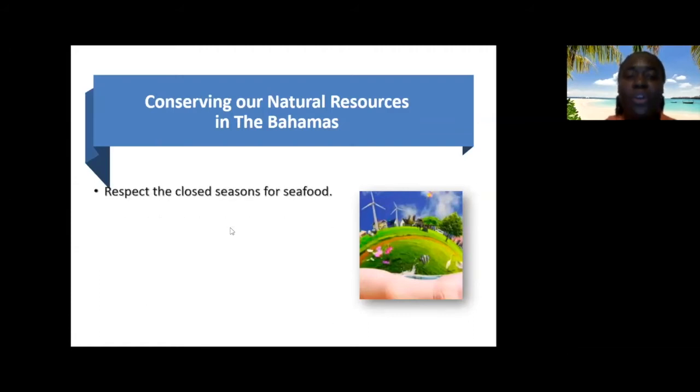Okay, respect the closed seasons for seafood. We have a closed season for crawfish and grouper, but we know we have some persons, they find a way to break the law, and they still catch and still sell these items when the season is closed. All right. And so if we don't respect the closed seasons for seafood, what do you think is going to happen? What do you think is going to happen if we don't respect the closed season for seafood?